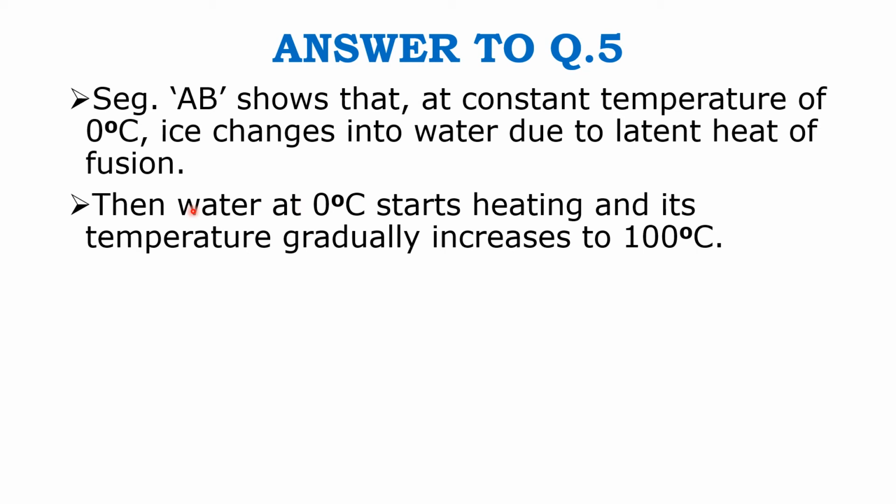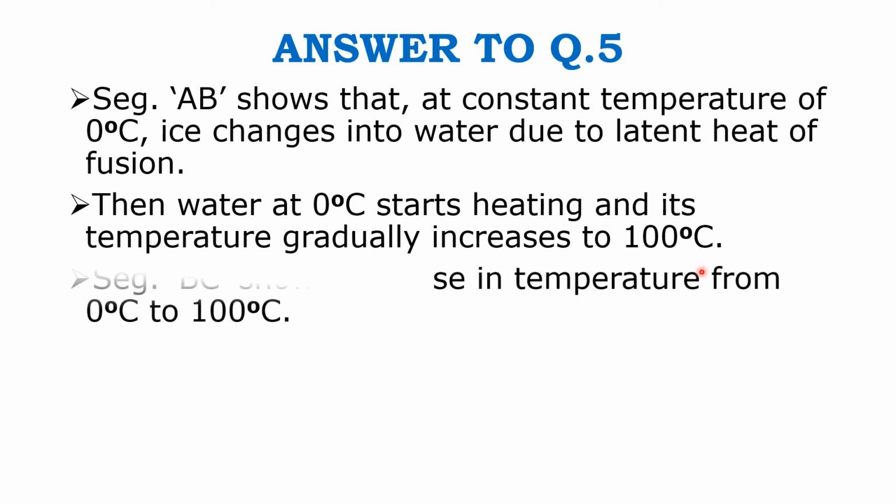Then water at 0 degrees Celsius starts heating, and you see the graph. Then the graph goes up, where it is written water, that slanting line. So that is okay. Then water at 0 degrees Celsius starts heating, and its temperature gradually increases to 100 degrees Celsius. And this segment BC shows the increase in the temperature from 0 degrees to 100 degrees Celsius.